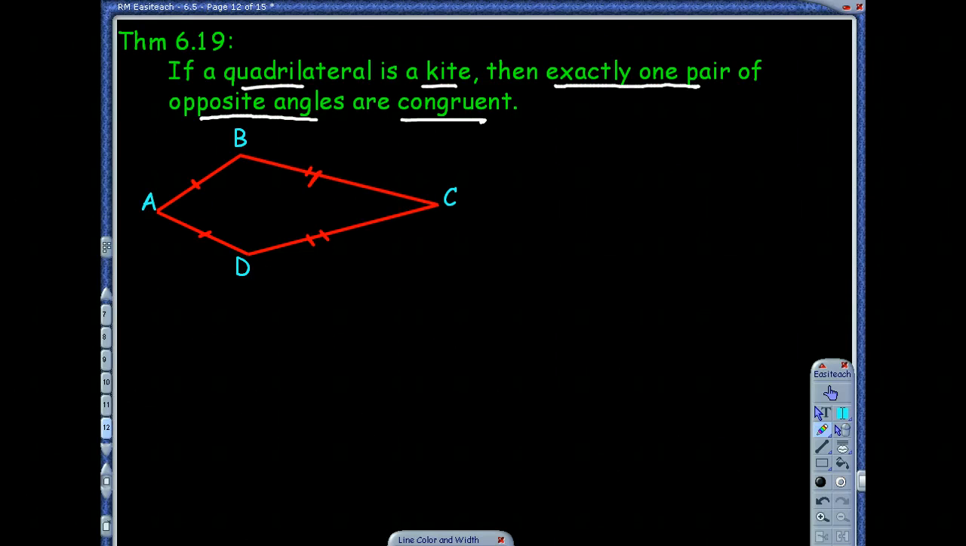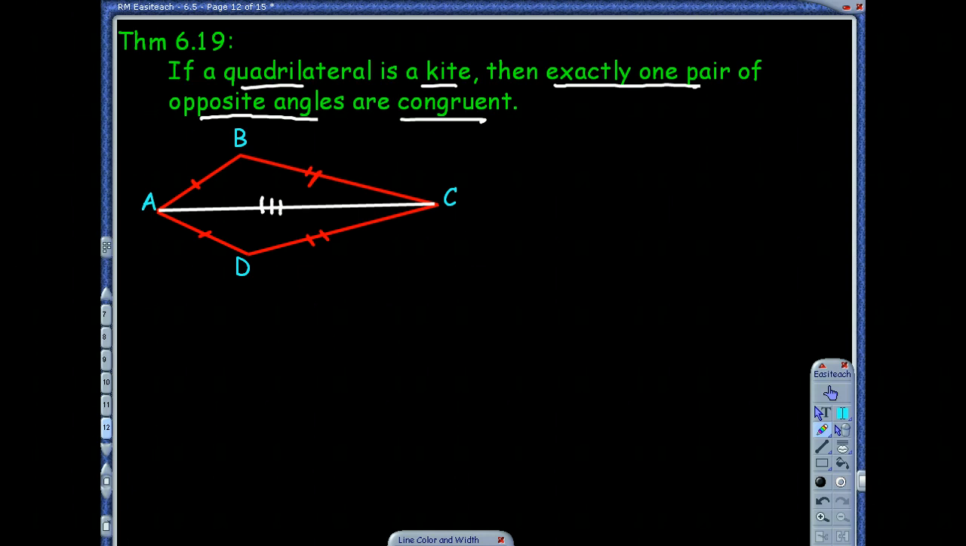Now, how are we going to know which ones are going to be congruent? Well, I think this helps my students every year. If you drew in diagonal AC, notice that we've got two congruent triangles. Yeah, because AC is congruent to itself. Exactly.